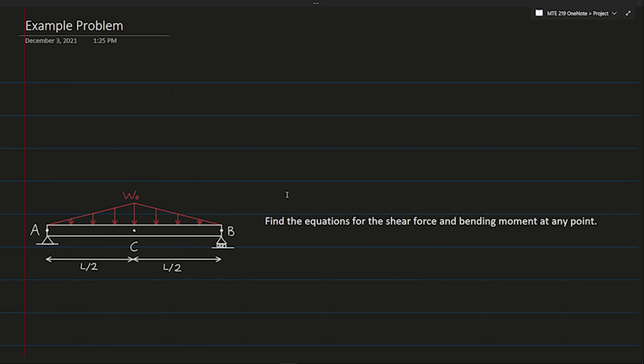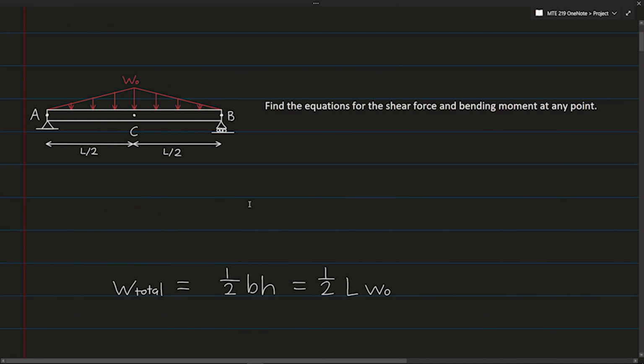So the first thing we want to do is determine the reaction forces at A and B. To do this, we're going to convert the distributed load into a point load, which is going to be equal to the area of this loading triangle here. Using the equation for the area of a triangle, 1/2 base times height, we get the total load is equal to 1/2 LW. And for reference, we're going to be assuming that W is a negative number since it is weighing downwards.